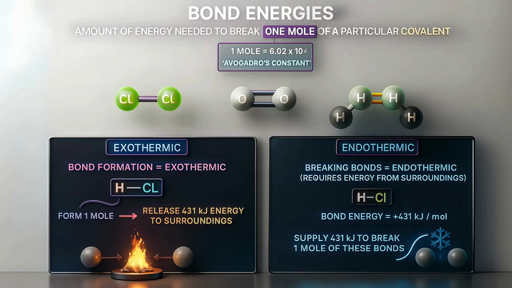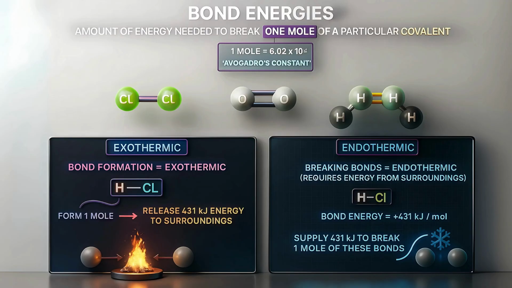Now, whenever we break chemical bonds, energy is absorbed from the surroundings, which means the process is endothermic. The reaction takes in energy because the atoms need that energy to separate from each other. On the other hand, when new bonds are formed, energy is released to the surroundings, which means it is exothermic. So, if we were forming hydrogen chloride, again, the same amount of energy that was used to break the bond would be released back as heat.